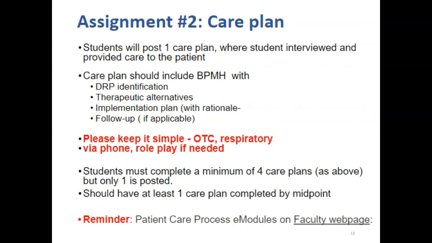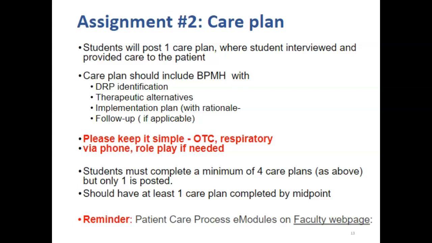The second assignment is a care plan. The students will post one care plan where they have interviewed and provided care to a patient. The care plan should include a BPMH, so they've determined what medications the patient's taking, identified the drug-related problem, and there may not even be a drug-related problem, but that can be identified as well, provide therapeutic alternatives, and come up with the plan to implement, and follow up if applicable.